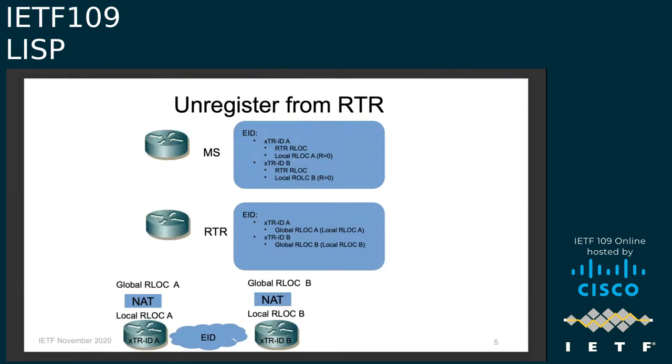This scenario consists of two XTRs, A and B, serving the same EID, and both with one interface behind NAT.